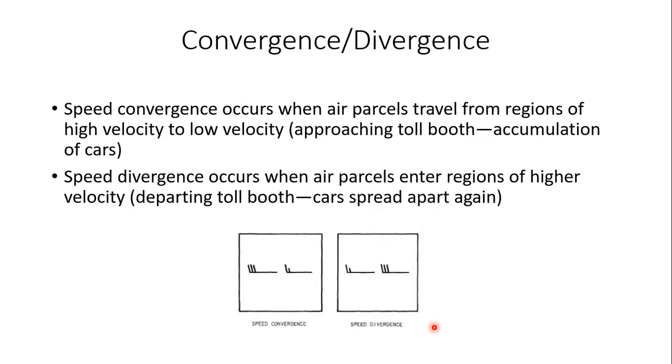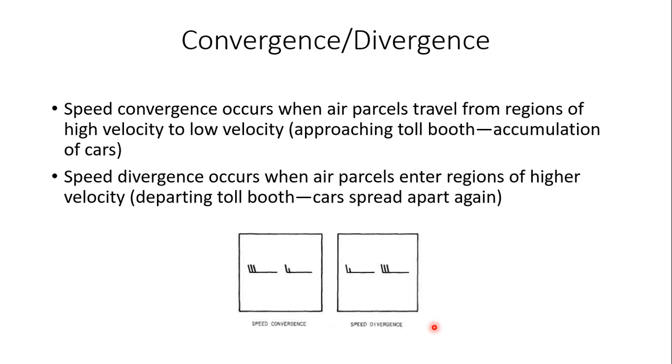Then we talked about speed convergence versus speed divergence, and I used the analogy of the toll booth and the cars. Speed convergence occurs when air parcels travel from regions of high velocity to low velocity. Even just thinking about driving on the interstate, if you're driving 60 miles per hour and the guy ahead of you is only driving 50 miles per hour, you eventually are going to catch up to him, and that's an example of speed convergence.